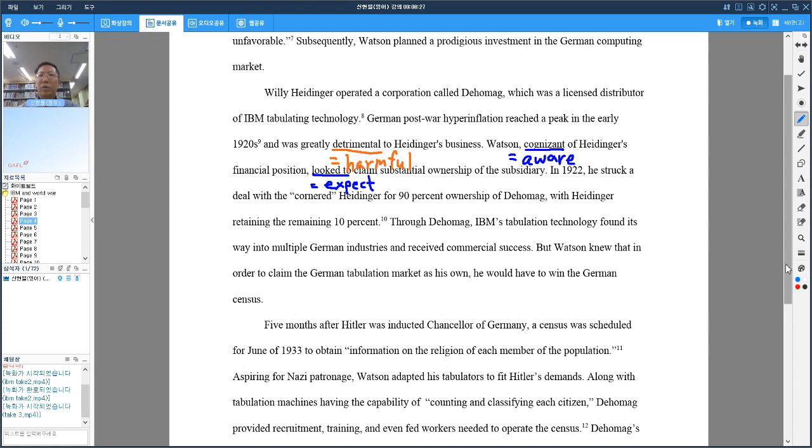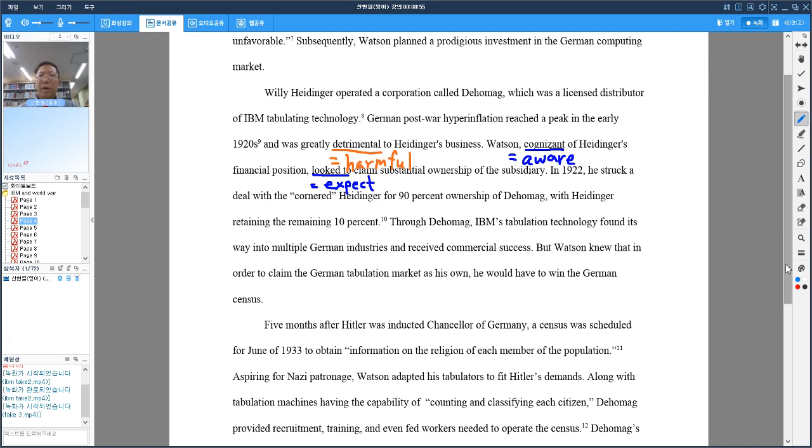So in 1922, he struck a deal with a cornered Heidinger for 90% ownership of Dehomec, with Heidinger retaining the remaining 10%. So Dr. Watson made a deal with Heidinger, and since Heidinger had financial difficulty, he agreed to the contract with Dr. Watson. So Watson obtained 90% of Dehomec, and Heidinger only had the remaining 10%.